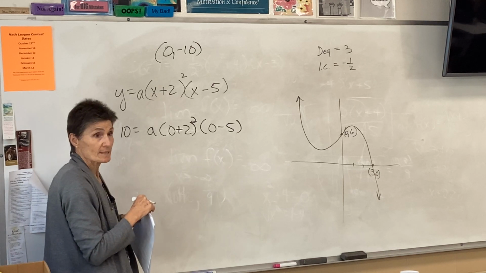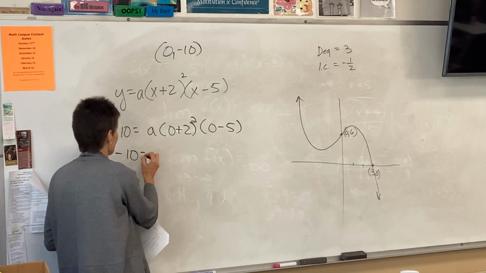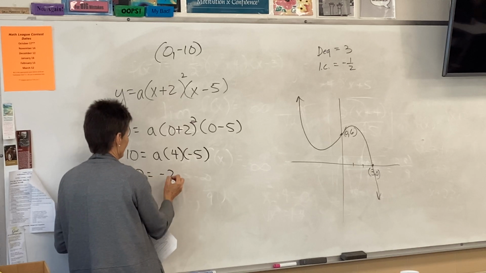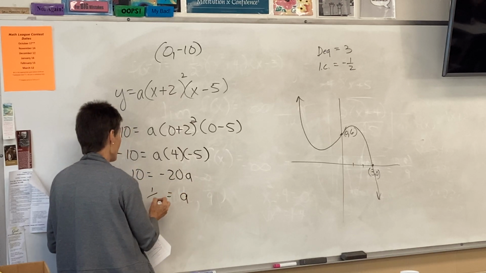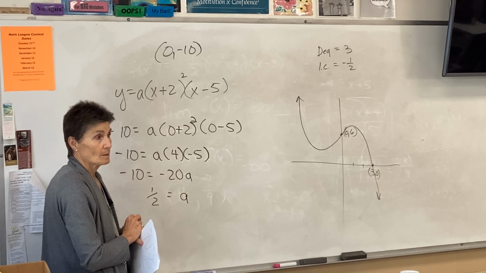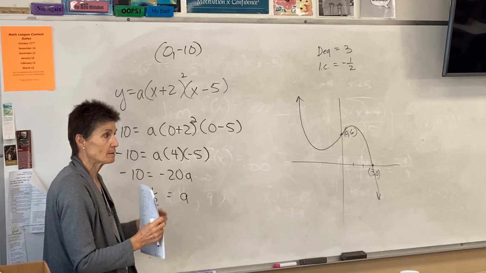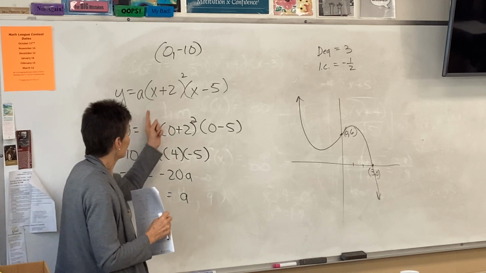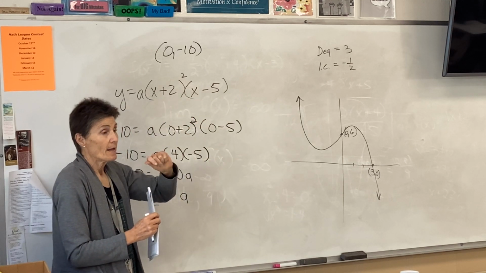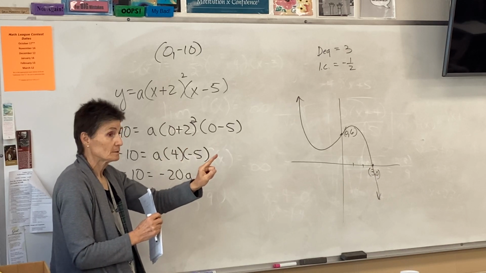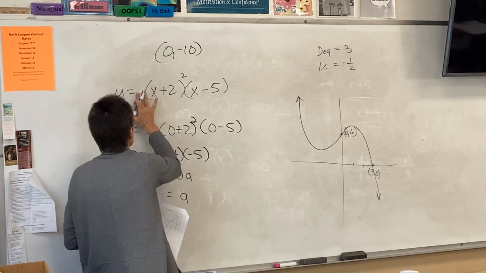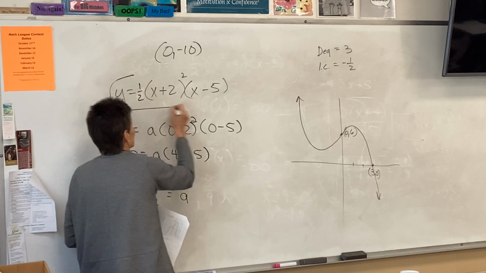So I think I can solve this. I think I can figure out where that number has to be. I think that number is 1/2. What do you think? So how did I find my leading coefficient? I built the framework of my function based on the zeros, and then I plugged in the y-intercept, and that gave me my leading coefficient. So here's my equation.